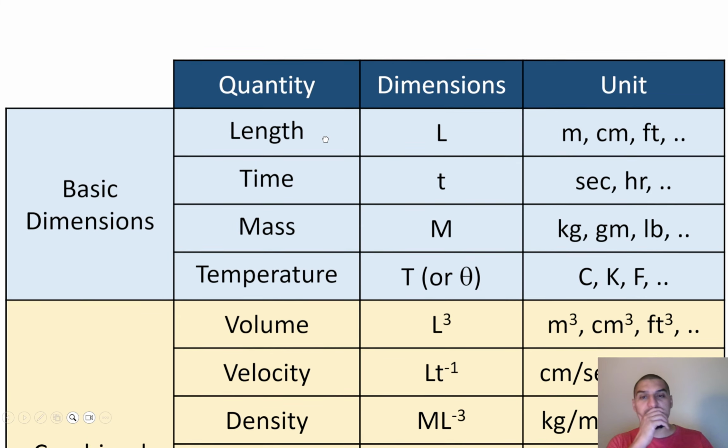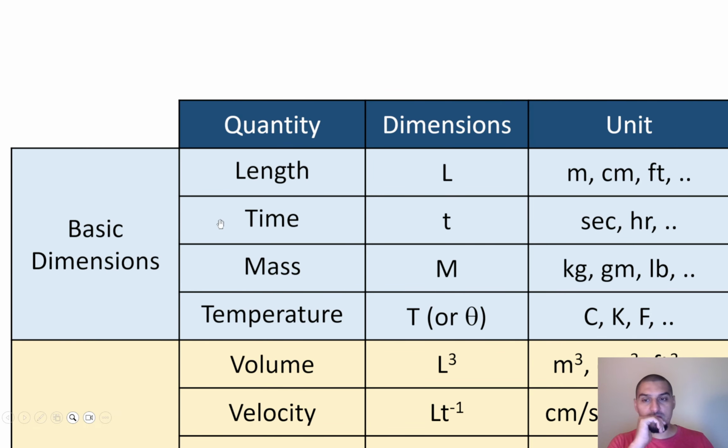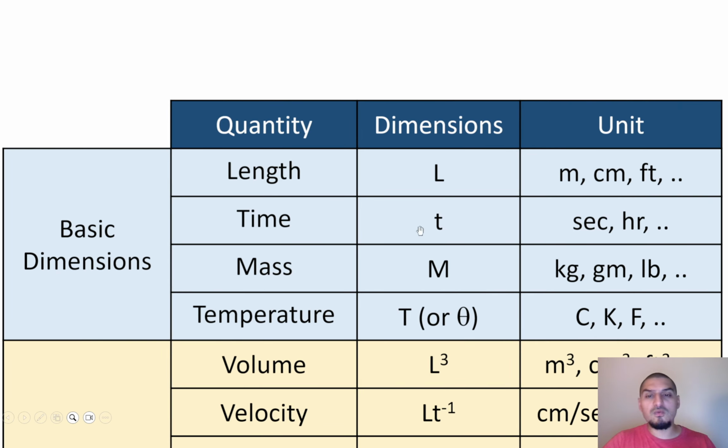So in this table, let's just focus on the first part, which is the basic dimensions part. Here you'd see that we have three columns. One of them is called quantity, one is called dimensions, and one is for units. For the quantity, we have length, time, mass, and temperature. And for each one of them, it's given a symbol. So you have length L, time T, mass M, temperature T, or sometimes it's defined as a theta. So this is how we define the dimension of length, time, mass, and temperature.